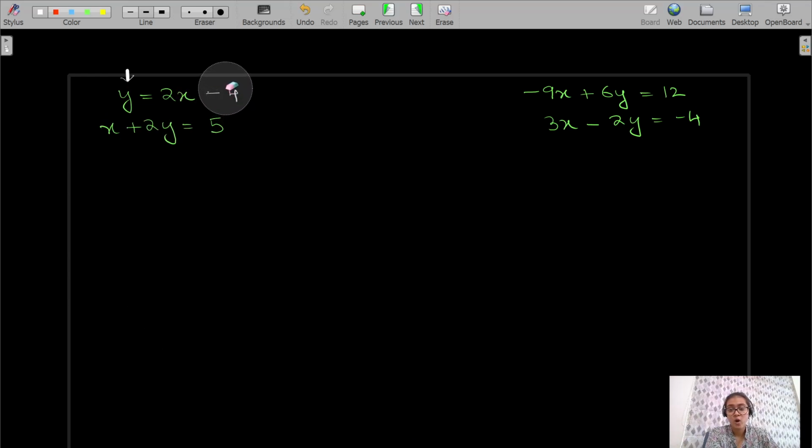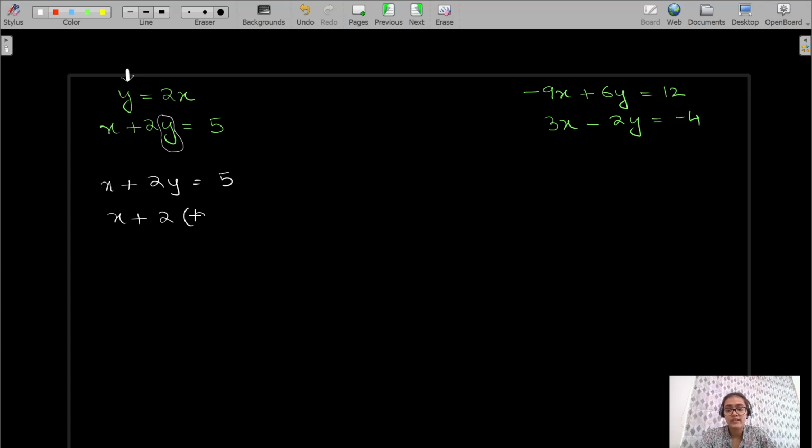So all you need to do is substitute the value of y in place of y in the second equation. So I'm gonna substitute y equals 2x in the second equation. So we have x plus 2y equals 5, and instead of y I'm gonna write 2x. So 2 times 2x gives us 4x. x plus 4x is 5x.